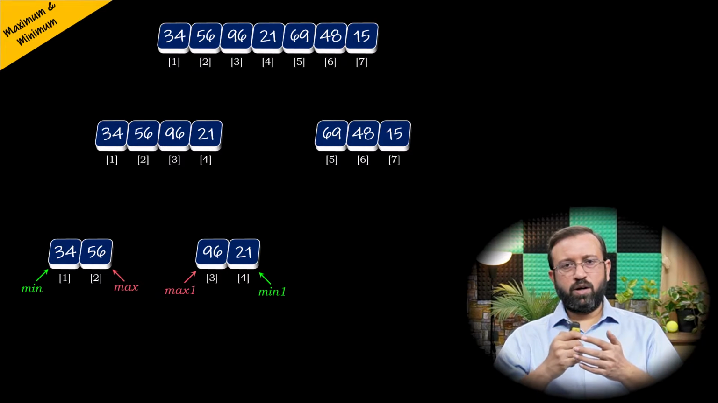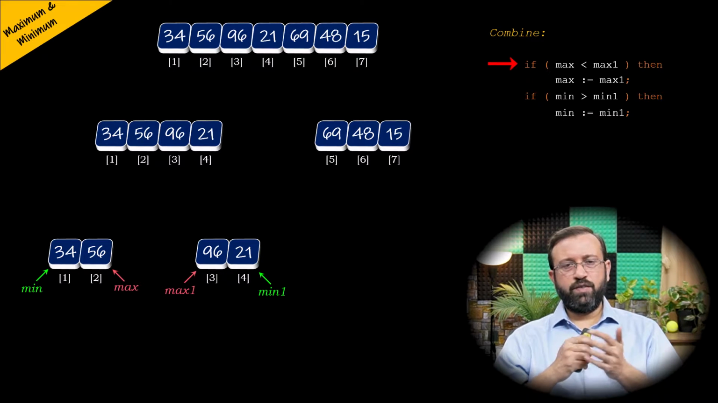Now, according to divide and conquer approach, we have divided the problem into smaller subproblems and solved the smaller subproblems individually. Then we need to combine the solutions of the smaller subproblems. When we combine the solutions, we compare max from the left subarray with max1 from the right subarray. If max is smaller than max1, then we make max1 as max. Otherwise, max is greater. In the same way, we compare min from the left subarray with min1 from the right subarray. If min is greater than min1, then we make min1 as min. Otherwise, min is the smallest.